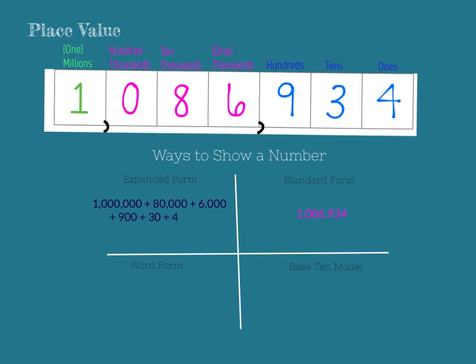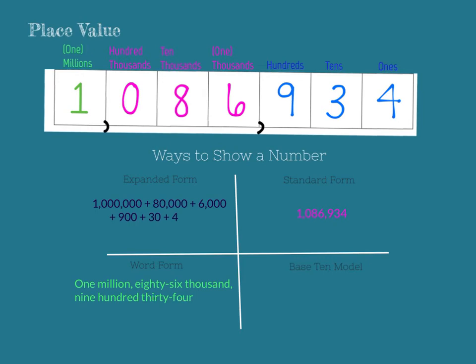However, the correct way to read this would actually be 1,086,934. If you need to, rewind the video and see if you can notice the difference between the two ways that I just read this number. Here, I wrote out the correct way to say it. Hopefully you notice the difference.